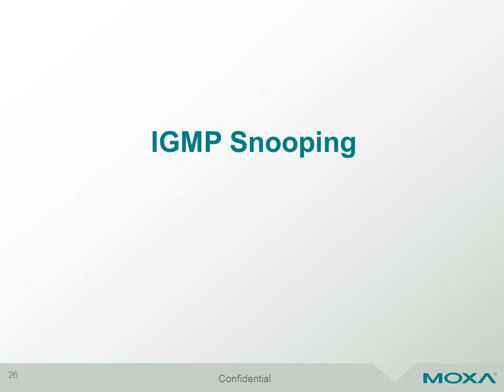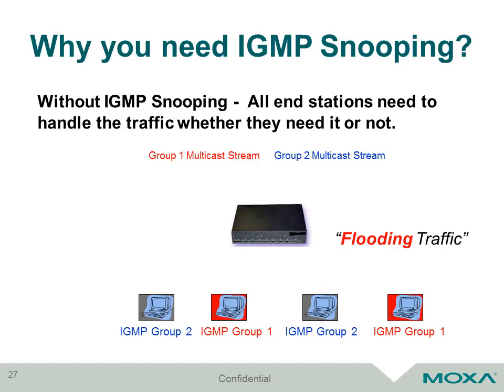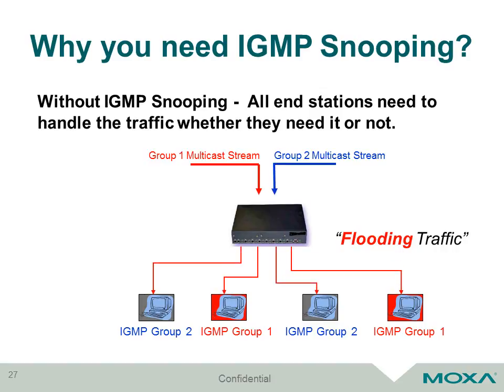Next, let's talk about IGMP snooping. Why do we need IGMP snooping? Before a switch supports IGMP snooping, if a multicast stream flows through a layer 2 switch, it will flood the traffic to all the ports, as you can see from the animation. Without IGMP snooping, it will cause heavy load on the network. Moreover, devices that do not need the stream will see unnecessary traffic.